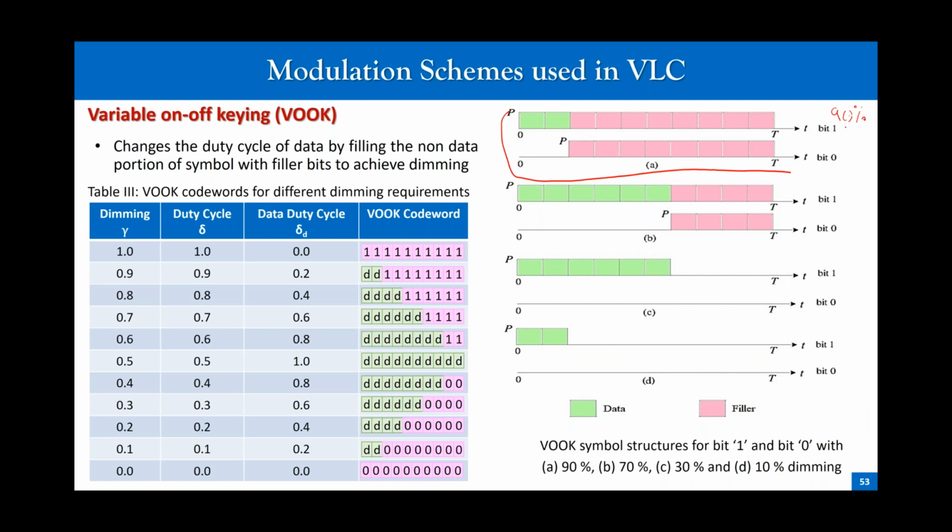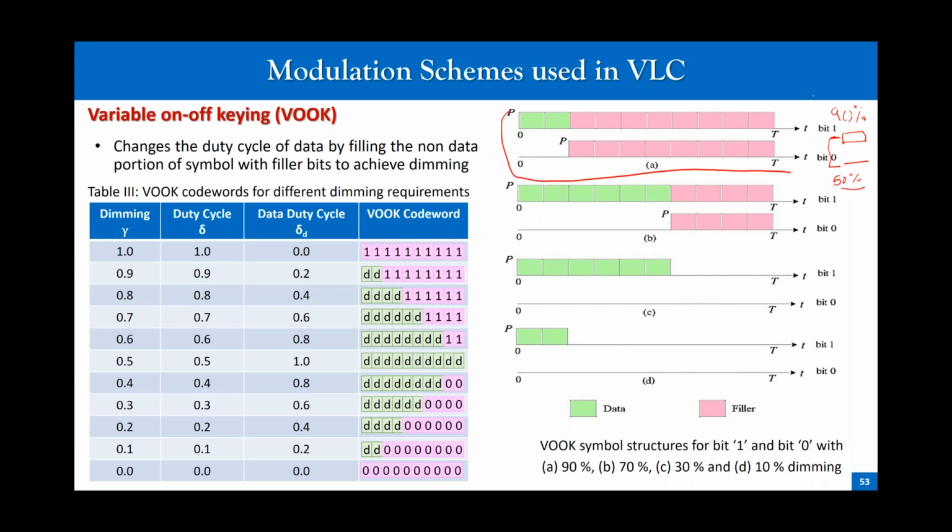So normally in OOK, for bit 1 you have the full transmission, and for bit 0 you have nothing, right? So for OOK, this is something like this. So normal OOK will correspond to 50% dimming because half the time it is on.